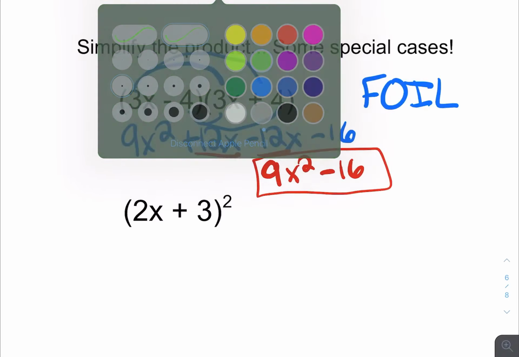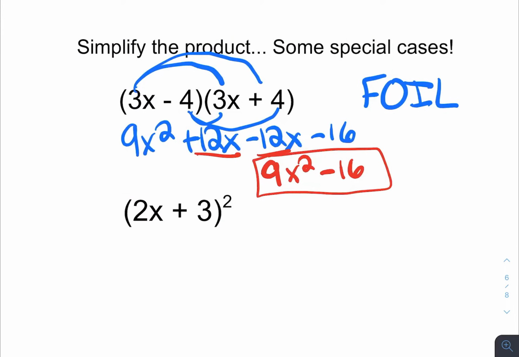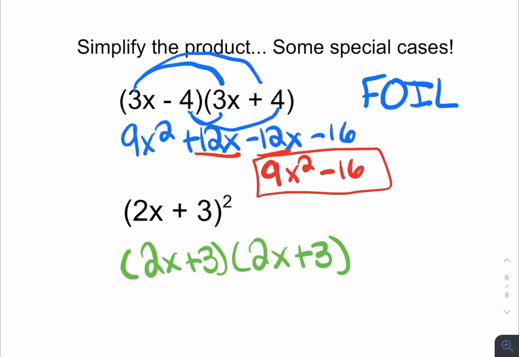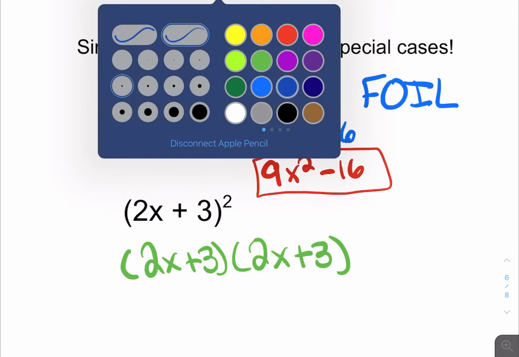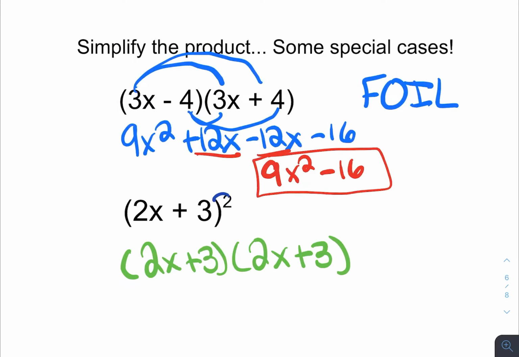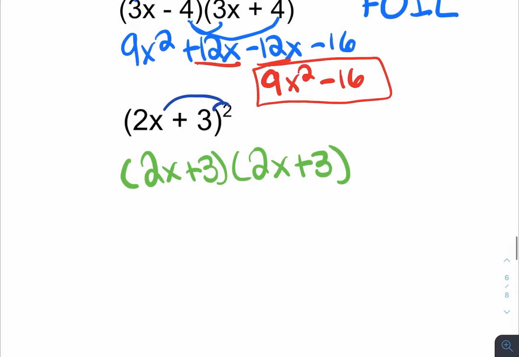And now for the second one here, it's best to rewrite this problem. Really this is telling us we have 2x plus 3 times 2x plus 3. Most common mistake is to just square the 3 and square the 2 and think that we're done. That's not going to get us the correct answer. So we've got to make sure to rewrite that out twice, and now we just FOIL.